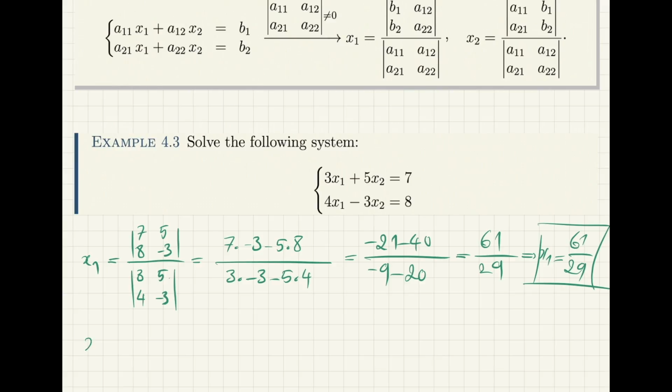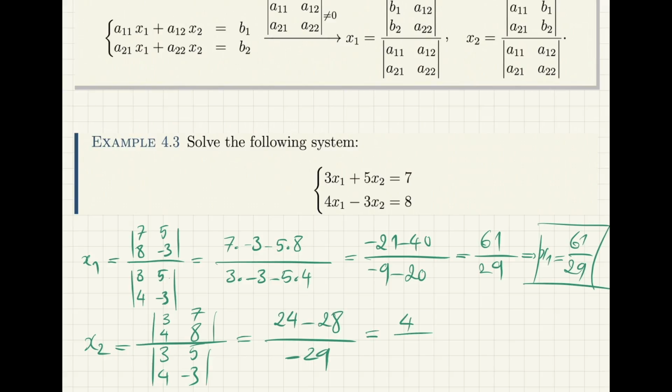Yes, and then if I want to calculate x2, the denominator of x2 is exactly the same determinant, but the numerator is another determinant such that, because now I am interested in x2, I will remove the second column and replace it with 7 and 8, but I will keep the first the same. So it becomes 3 and 4, and then I will write 7 and 8. And then the denominator is exactly as before, so I don't need to calculate. It's minus 29, but the numerator is 24 minus 28, so it's minus 4. It becomes 4 over 29. So it means that x2 is 4 over 29. Yes?